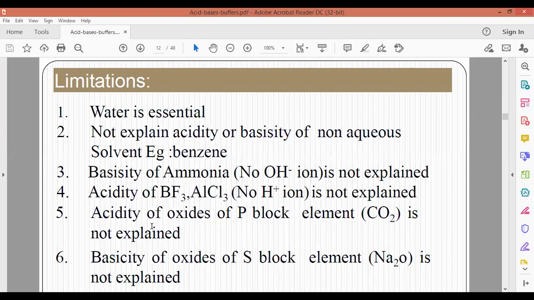Next one is the acidity of oxides of P block element is not explained. See, you have to know what is the D block element, what is the P block element. Already it's a 12th syllabus. So the acidity of the oxides containing the P block elements, that is not able to be explained.